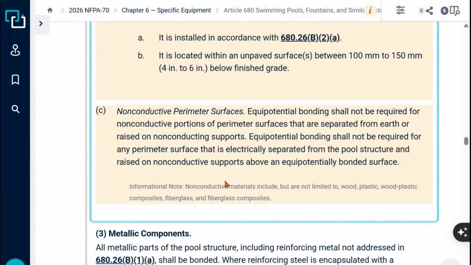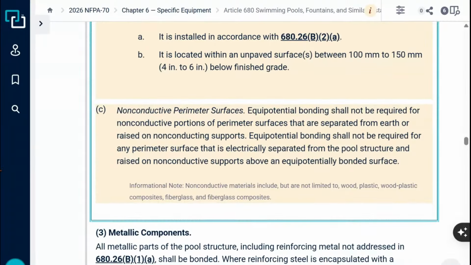So to your point, if we thought of a pool that's closer to grade level, but I jam a 2x4 or 2x6 vertically into the earth, that's a non-conductive support. So the dirt is at this level, but my decking is a couple inches above that. So there's an air gap between maybe the grass or the dirt or grade and my non-conductive perimeter surface. Then what's the perimeter at that point?